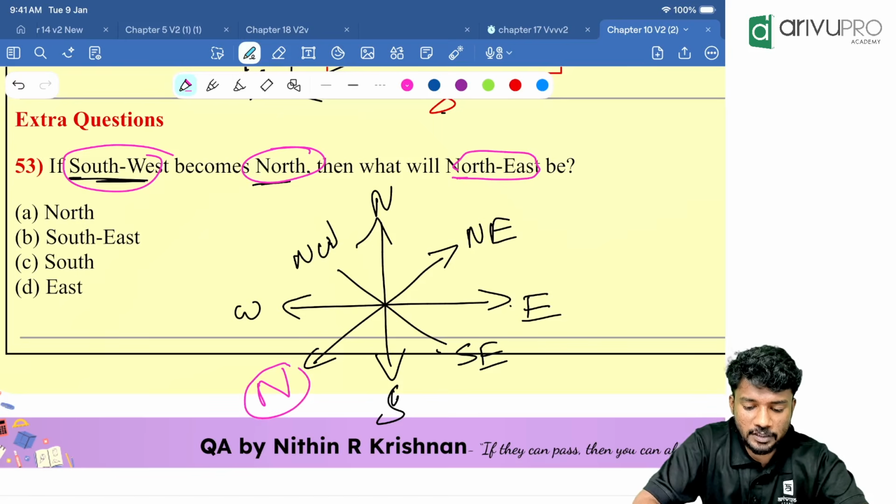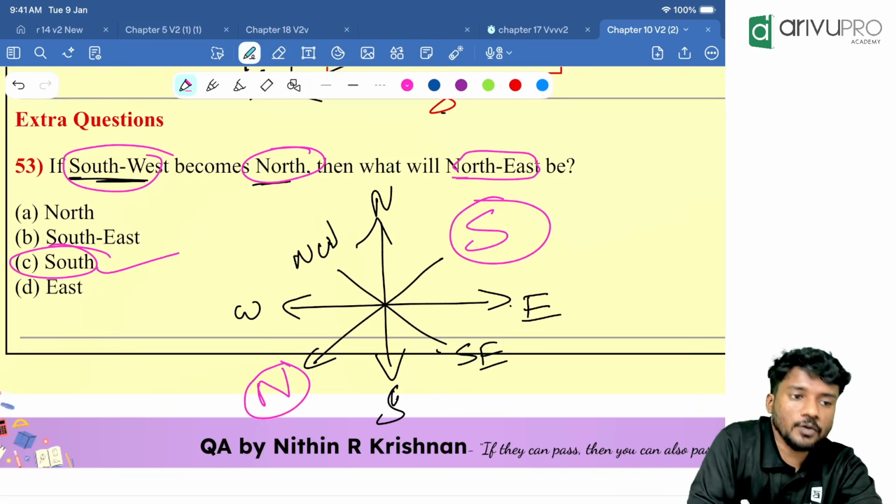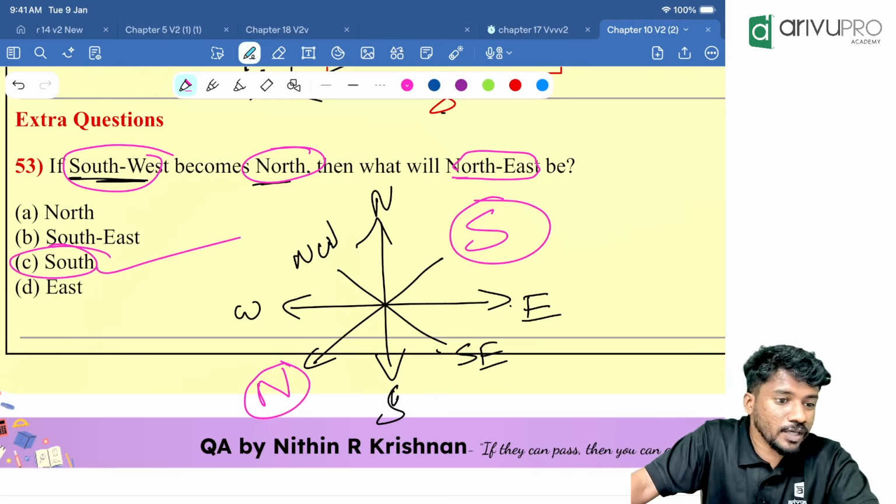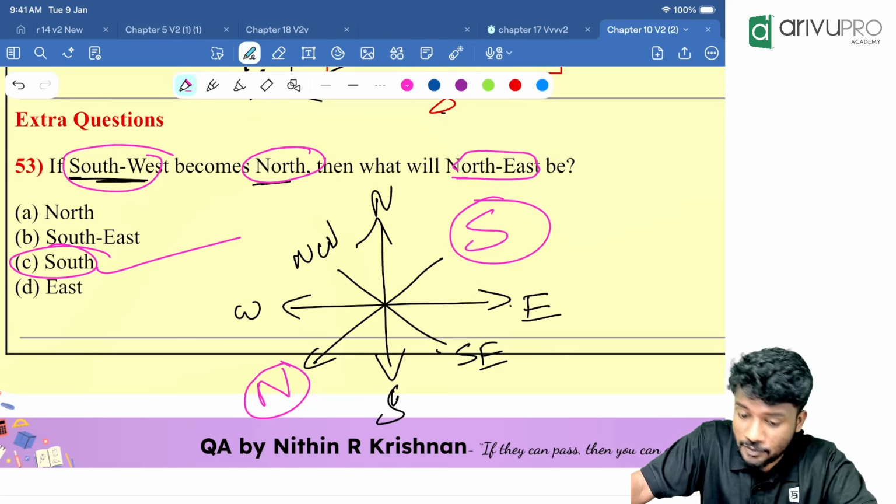People, if north is here, opposite of north will be what? South. Answer is what then? South. Option C is the answer. Okay, this type of question can also be there for examination.